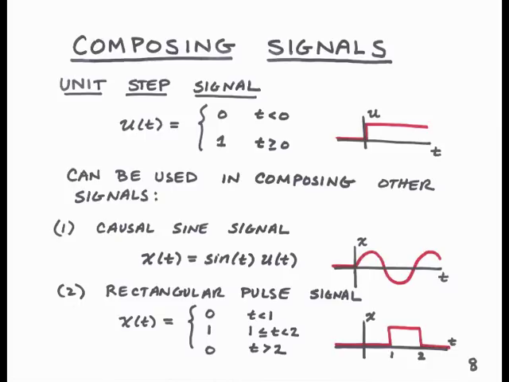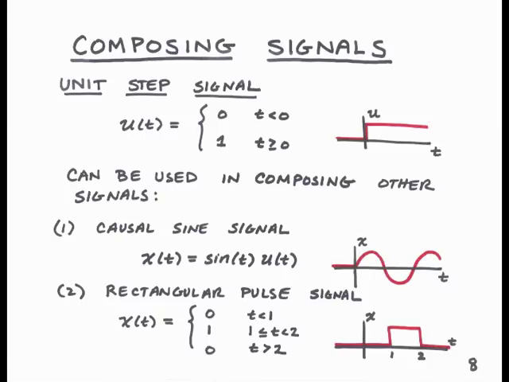The first one is the causal sine signal. We've seen this before. We take sine of t and we multiply it by the unit step. For time less than 0, the unit step will remove the sine signal and make it 0. But for time greater than 0, the unit step will be 1, and therefore sine of t will appear as before. Another example we looked at was a rectangular pulse signal.